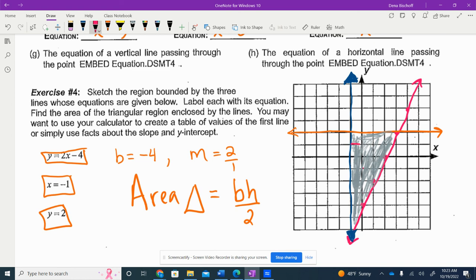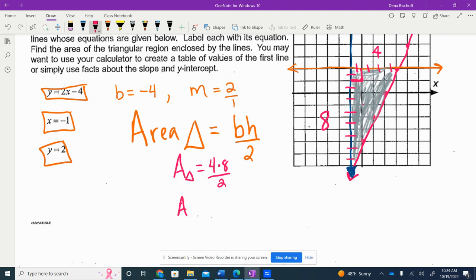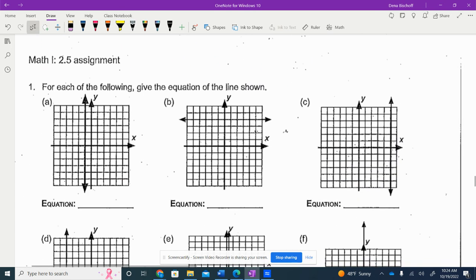The base and the height form a right angle. So the base measure is 1, 2, 3, 4 units. And the height measure is 1, 2, 3, 4, 5, 6, 7, 8 units. So the area of this triangle equals 4 times 8 divided by 2. So 4 times 8 is 32, divided by 2 is 16. So this would be 16 units squared. Very cool.